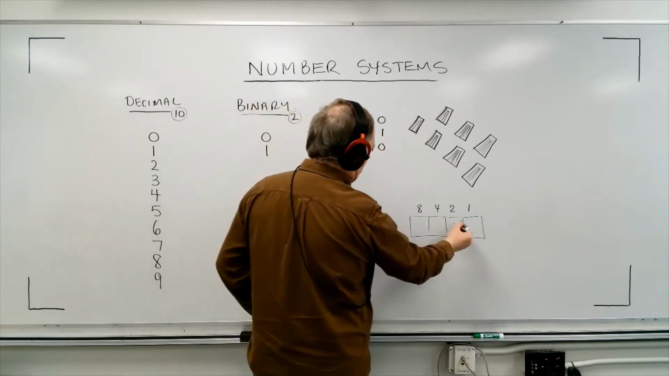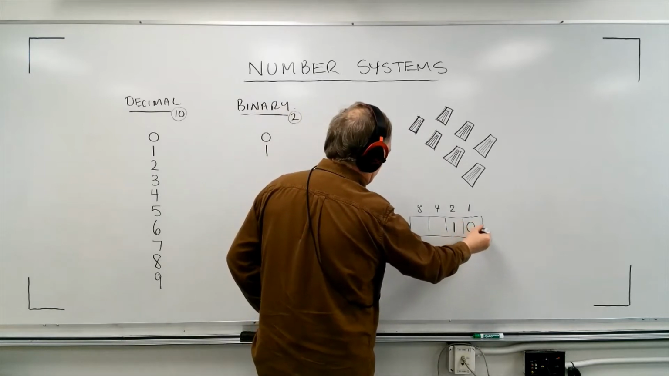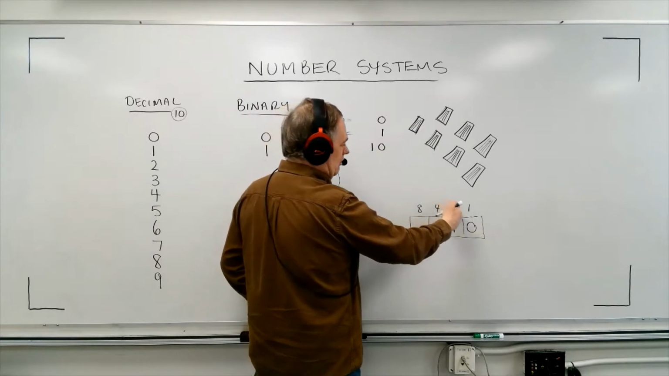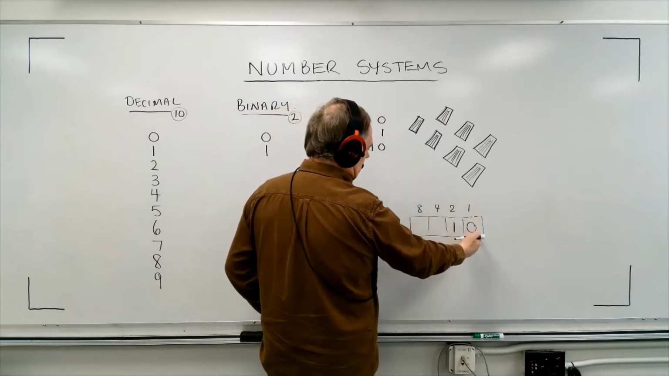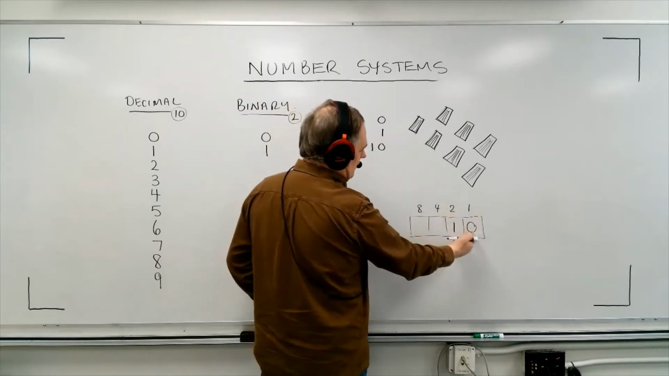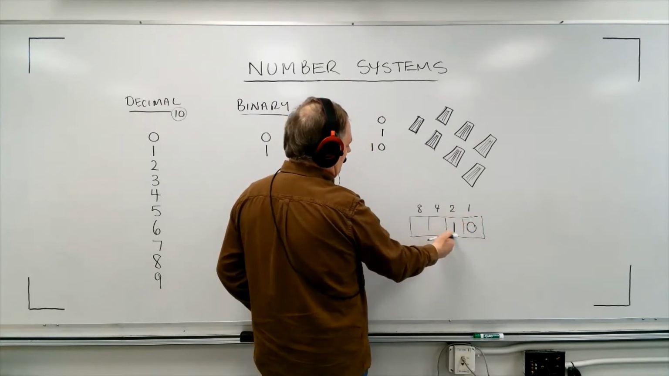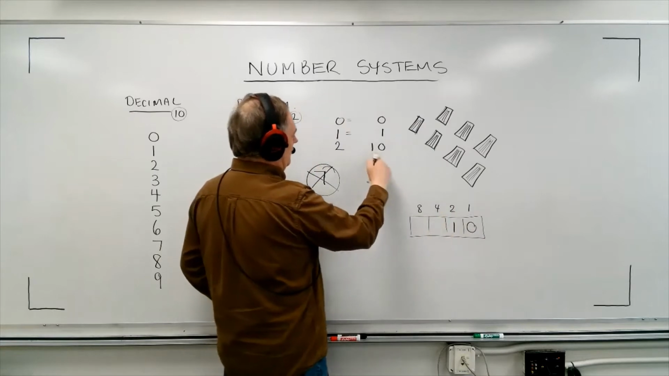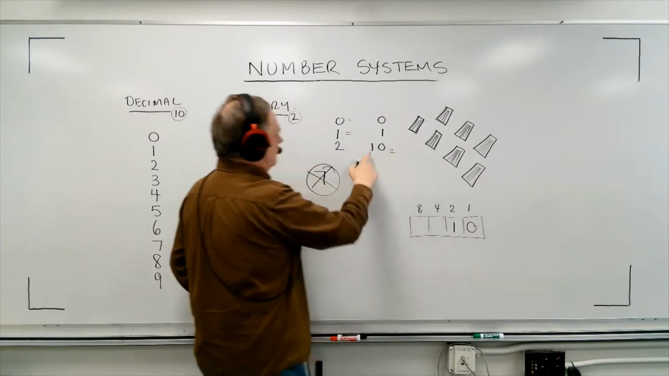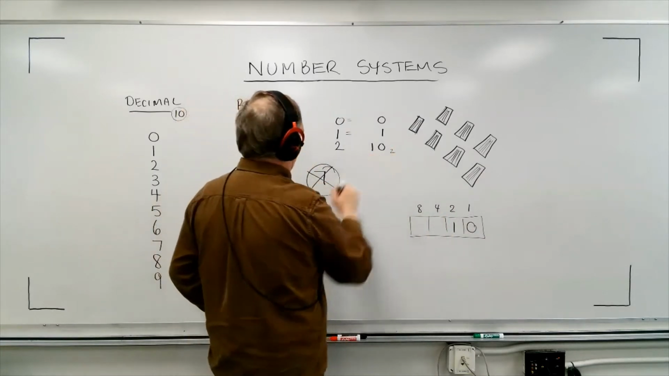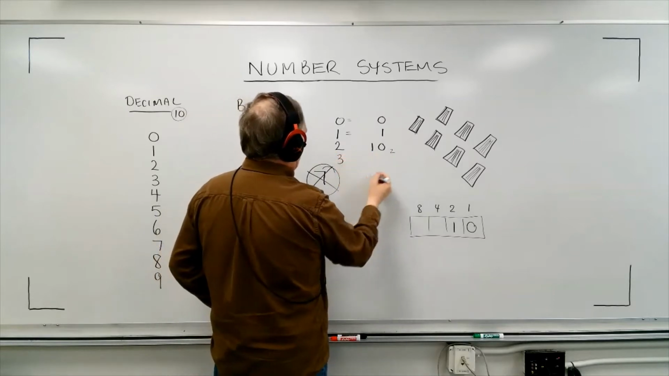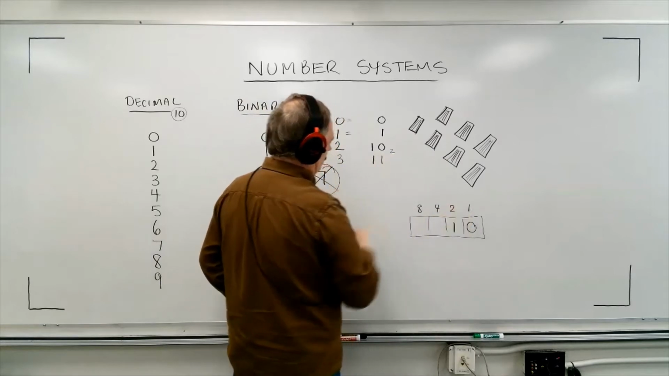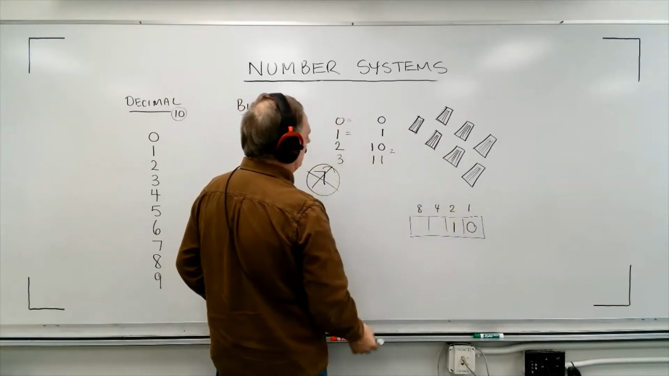Now, if I look down here, if I have a 1 in here and a 0 here, that means I have one group of 2 and 0 in the ones. So that means I actually have 2. This number right here represents 2 in binary. And so we go, okay, what's 3? Well, it's going to be 1, 1. 2 plus 1 is 3. I go, oh, okay, now I'm getting it.